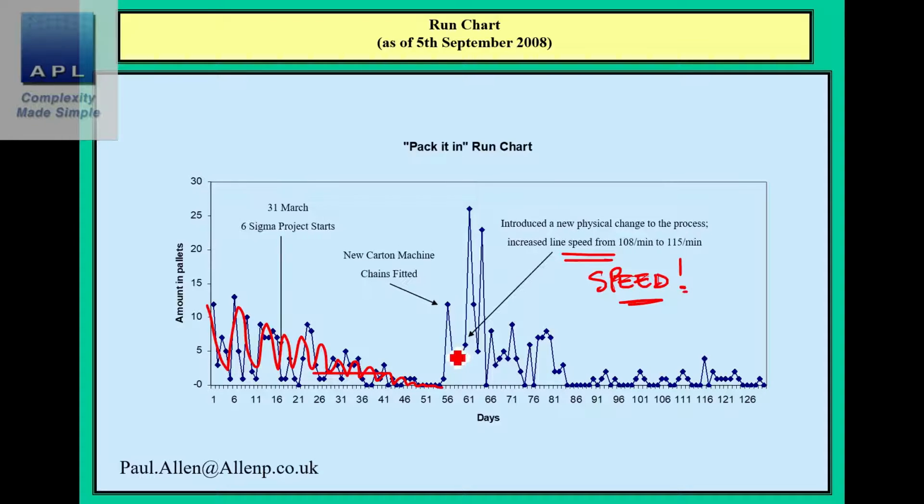But they don't back away from this. They then retake a look at their controls, put some new controls in, and they drive the problem to the floor again. Look at the improvement in the process capability. There we go. Process flow. This is what this is about. Process flow.